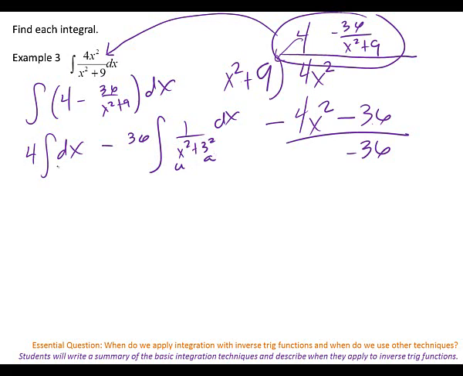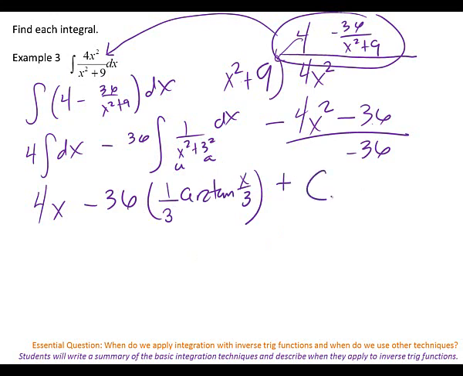So when I integrate 4 dx, what do we get? What's the integral of dx, guys? X. There you go. Minus, I'm going to keep the 36 out front. I will need you to look at your chart that should be in front of you. Which inverse trig do we have? It's arctangent again. It goes 1 over what? A, which was 3. Good. Arctangent of u over a, which gives me x over 3 plus c.